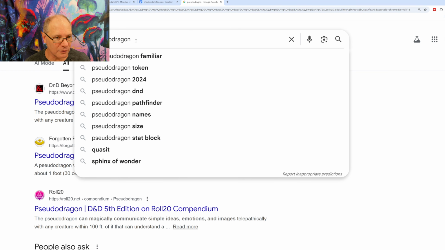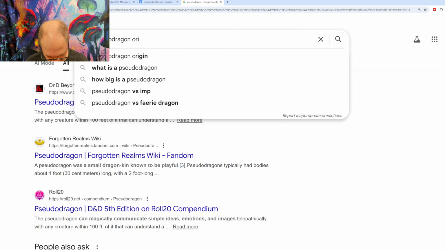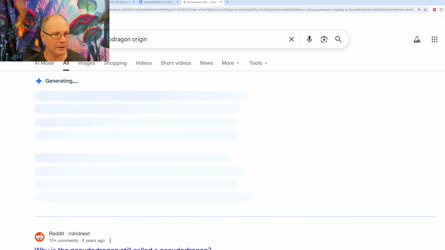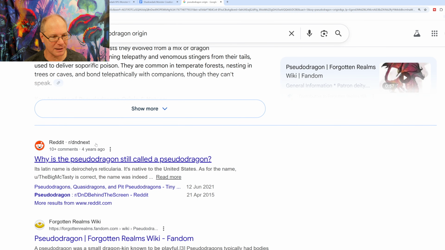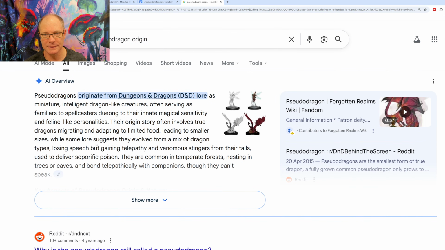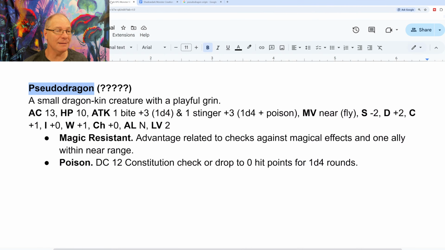Okay, so token size, blah, blah, blah. Origin. Where's the origin of it? Pseudodragon originated from Dungeons and Dragons lore as a miniature intelligent dragon-like creature, often serving as a familiar. Okay, so that apparently is the origin of the Pseudodragon. So if you can come up with a better name, great. If you can't, don't worry about it. We'll figure it out later.